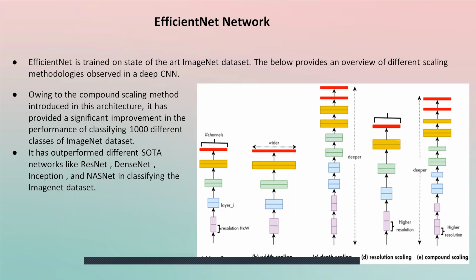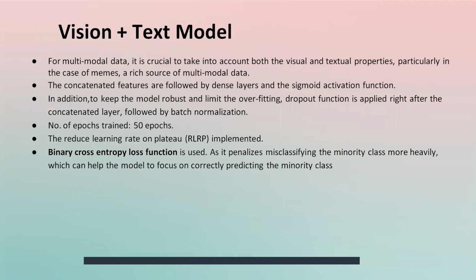So they have used this compound scaling method, and by wonders it actually gave really great accuracies. On the ImageNet dataset, which is the state-of-the-art dataset consisting of 1,000 classes, it has exceeded the performance of ResNet, DenseNet, Inception, NASNet, and other state-of-the-art models.